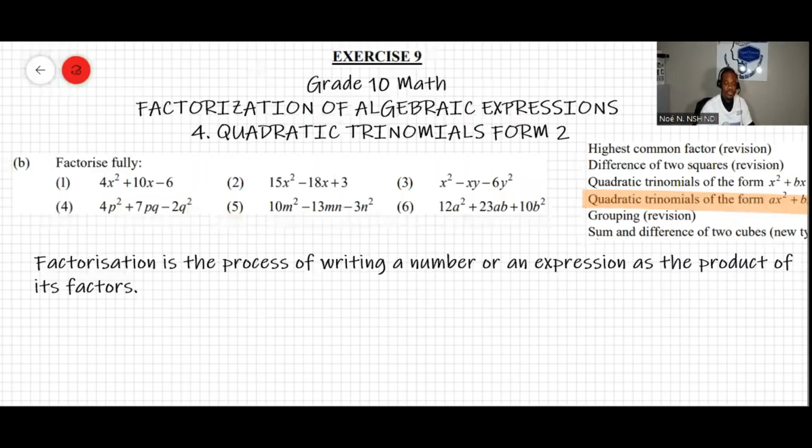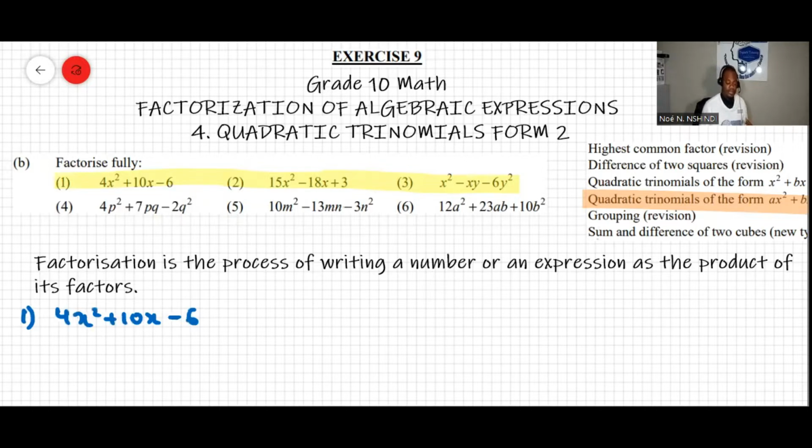Now we're going to do question B, that is factorize fully, and here I'm just going to do the first row, and I'll leave you to do the second row. Question 1 here is given by 4x² plus 10x minus 6. It's similar to what we did before in question A.